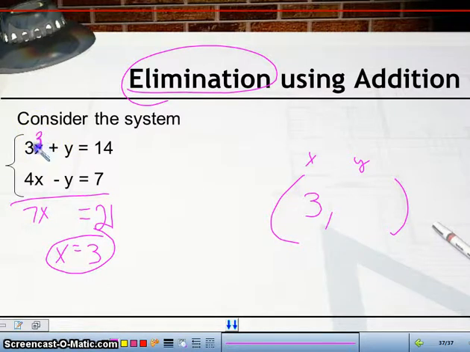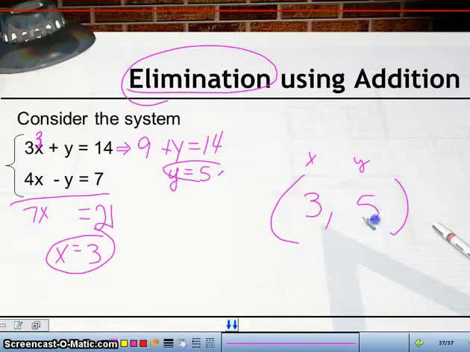Okay, so if I plug 3 in there, I end up with this equation over here. 9 plus y equals 14. And that's baby math. Just subtract the 9 over, and you get a y value of 5. So my solution to this equation is 3 comma 5. Okay.